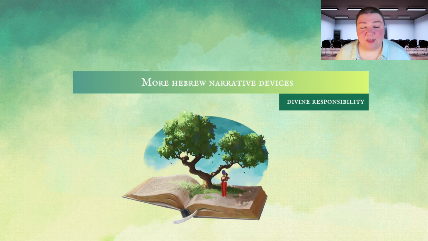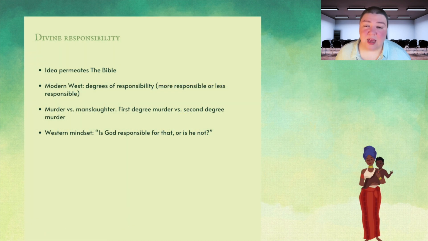Let's now have a look at the whole idea of divine responsibility. This idea permeates the Bible. In the modern West, we think of things in terms of degrees of responsibility. More responsible or less responsible. In British law, there is allowance for diminished responsibility. The outcome may be a person dead, but the law creates degrees of responsibility. For example, murder versus manslaughter, first-degree murder versus second-degree murder.